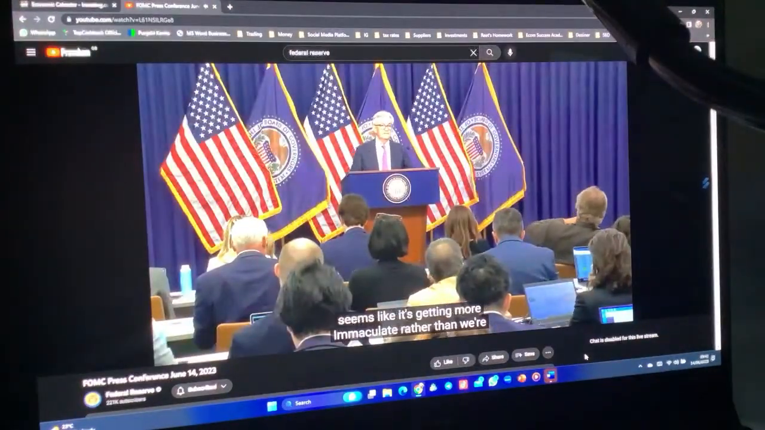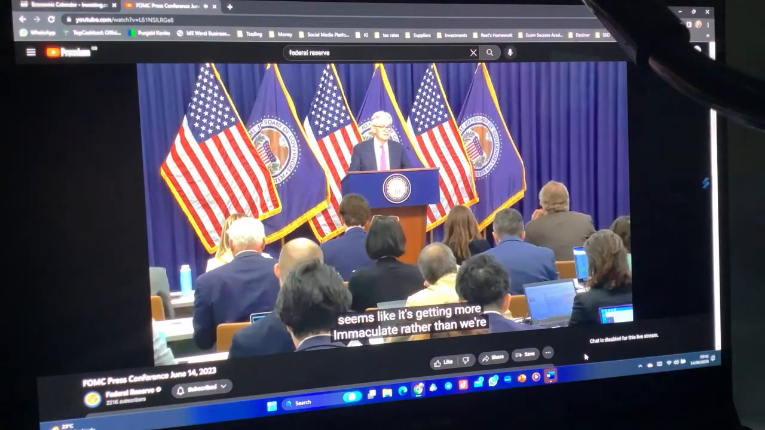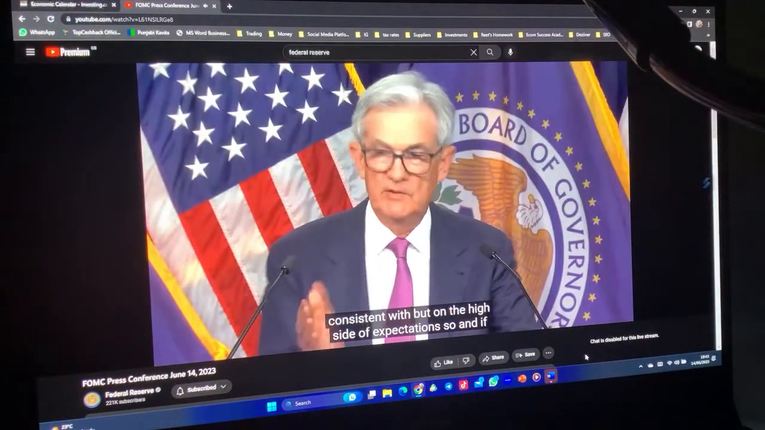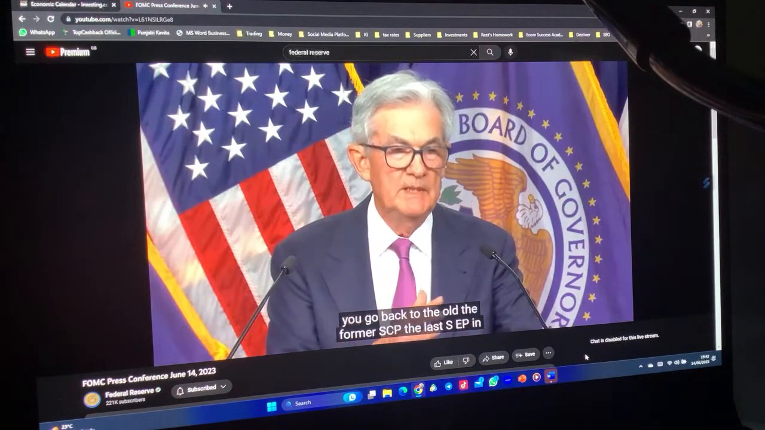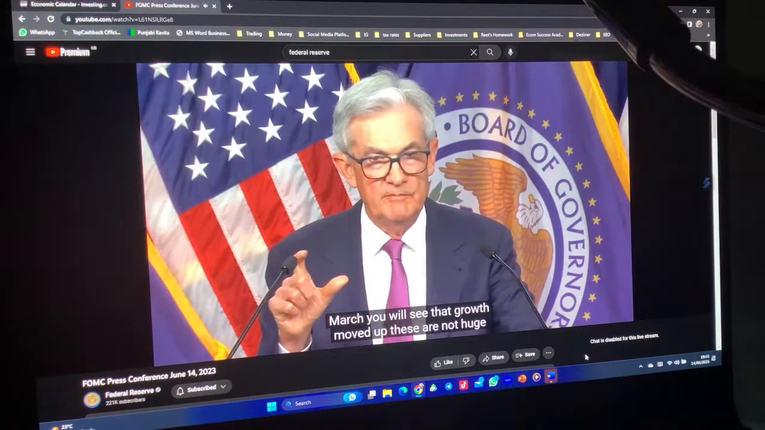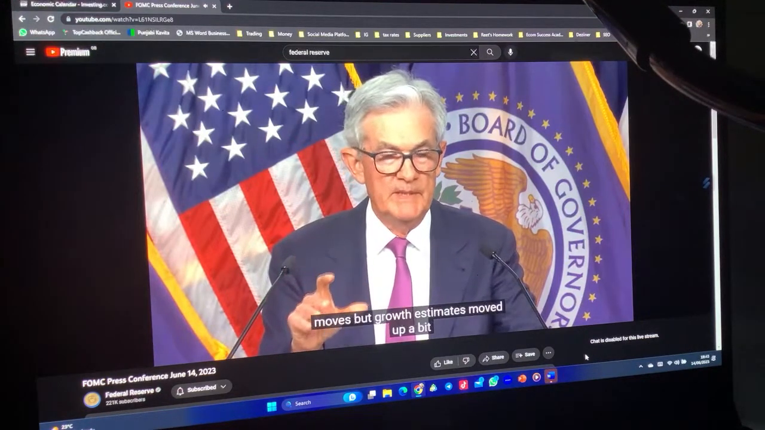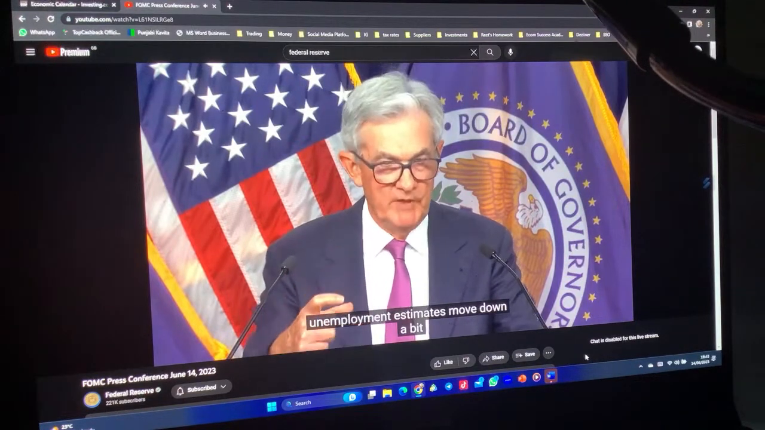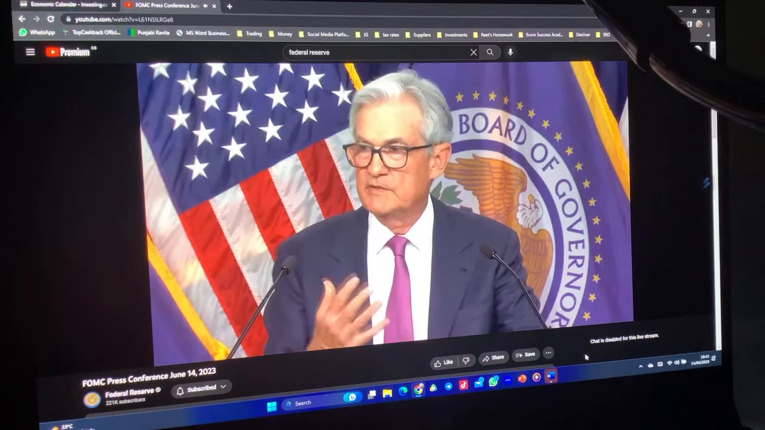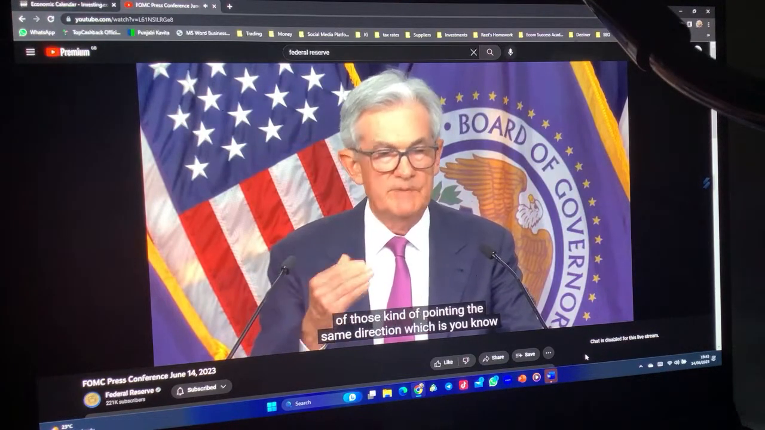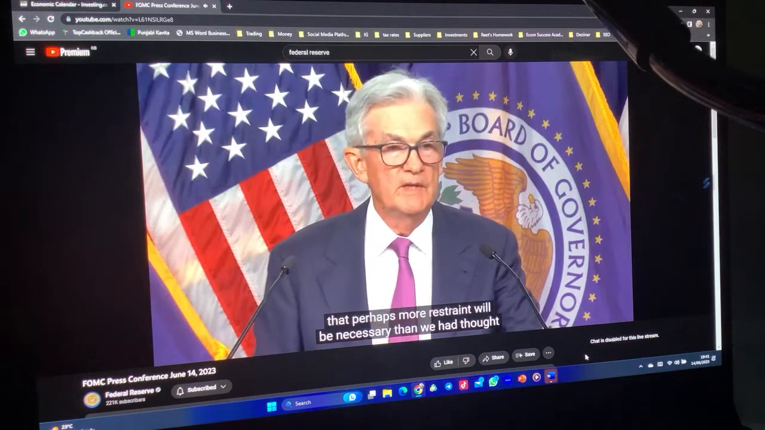So you're right that the data came in, I would say, consistent with, but on the high side of expectations. If you go back to the last SEP in March, you will see that growth estimates moved up a bit. These are not huge moves. Unemployment estimates moved down a bit. Inflation estimates moved up a bit. All three of those point in the same direction, which is that perhaps more restraint will be necessary than we had thought at the last meeting.